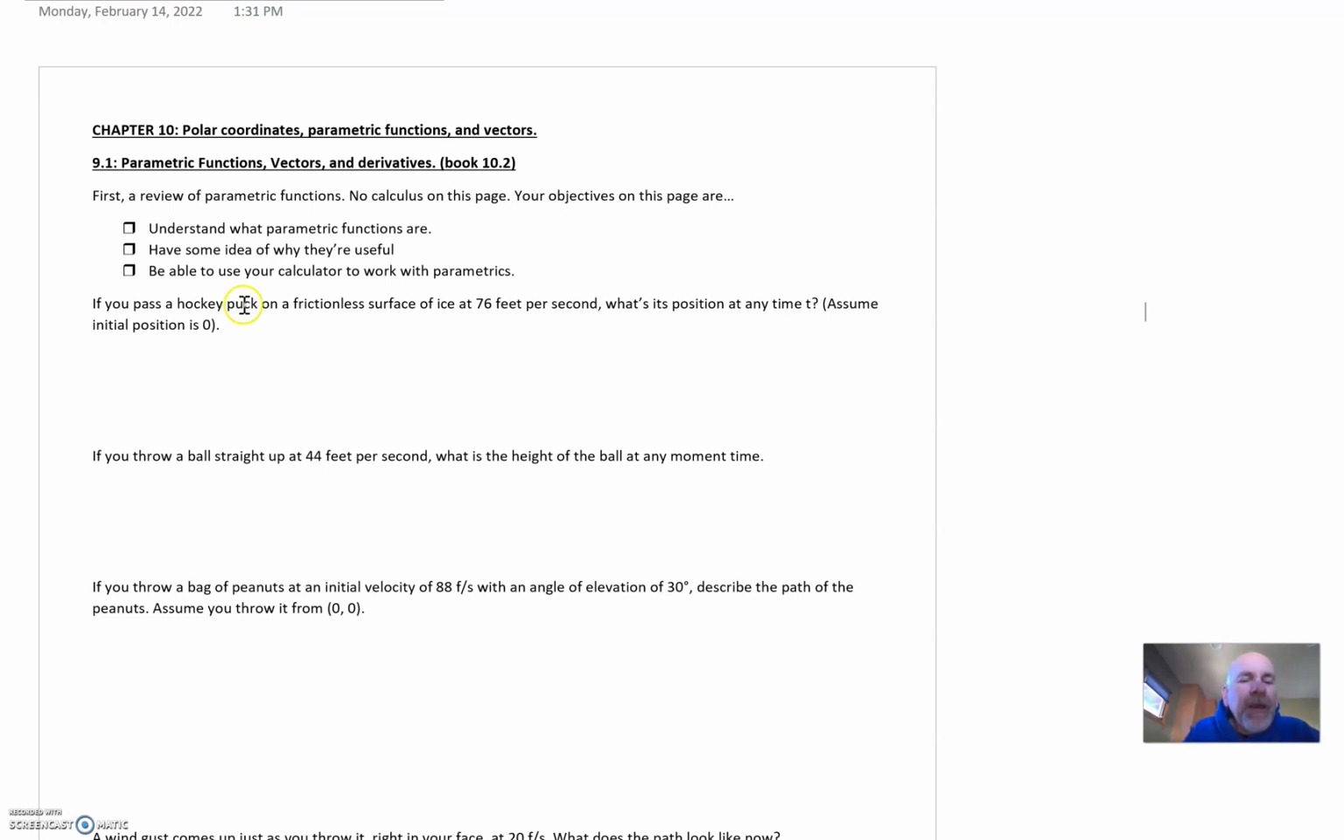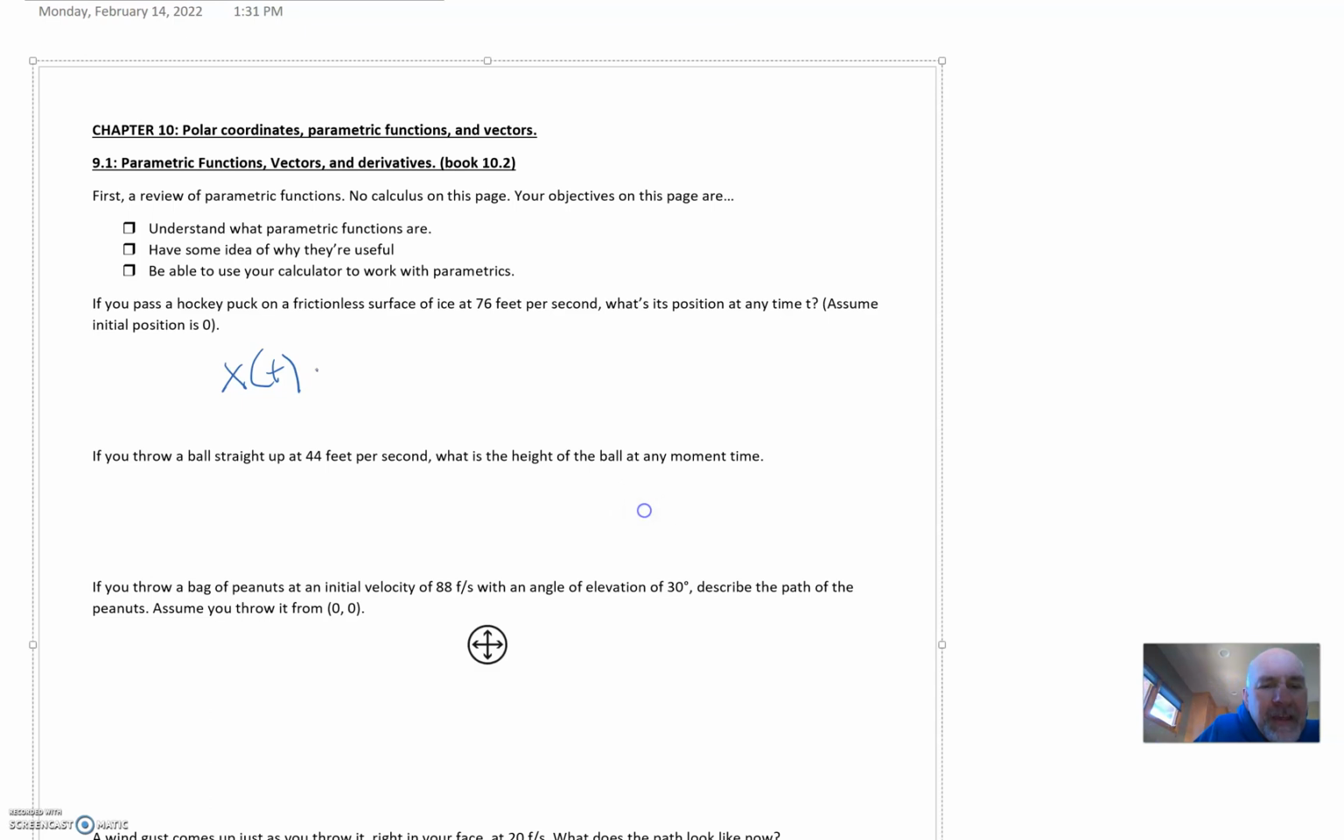All right. So if you pass a hockey puck on a frictionless surface of ice at 76 feet per second, what's its position at any time t, starting from 0? And this is not a calculus problem. Sorry about the shadow here. This is just an algebra problem. And so we'll call it the x position, because it'll be sliding along the ice, right? Its x is going to be 76 times t. There's no friction, infinitely long surface. So after 1 second, it'll go 76 feet. After 2 seconds, it'll go 152.